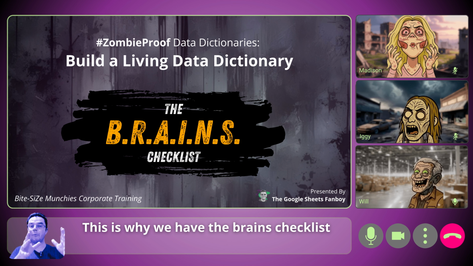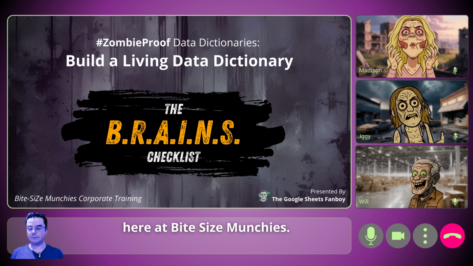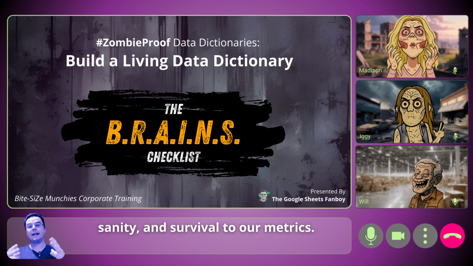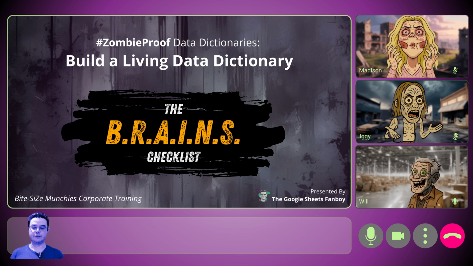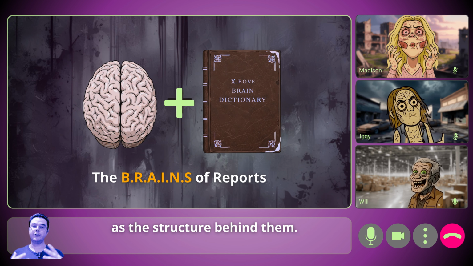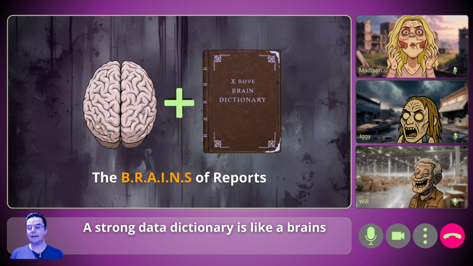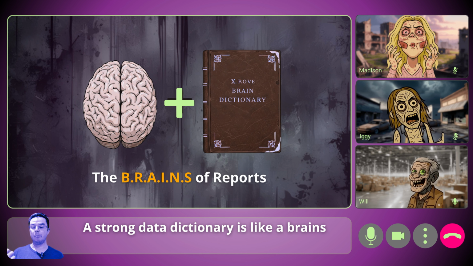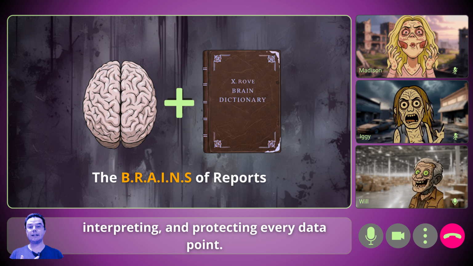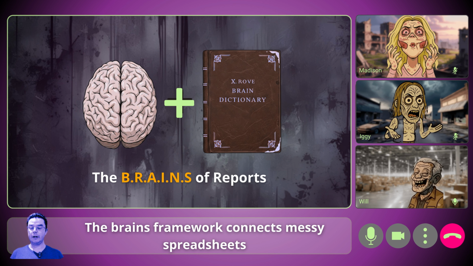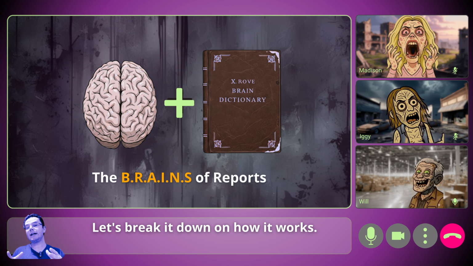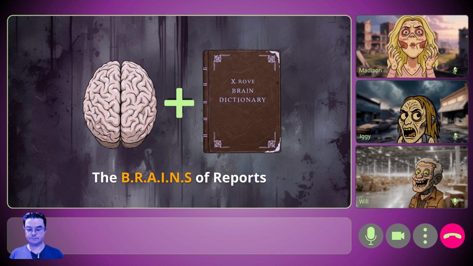This is why we have the B.R.A.I.N.S checklist here at Bite Size Munchies. This brings a method of structure, sanity, and survival to our metrics. Your reports are only as smart as the structure behind them. A strong data dictionary is like a brain for your metric, organizing, interpreting, and protecting every data point. The B.R.A.I.N.S framework connects messy spreadsheets to meaningful insights. Let's break it down on how it works.